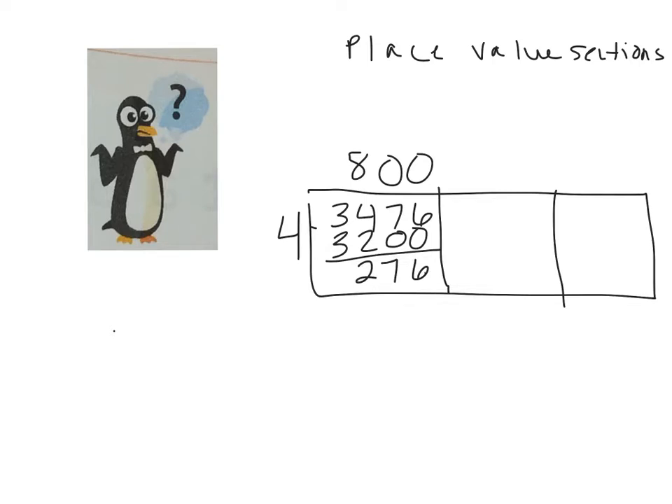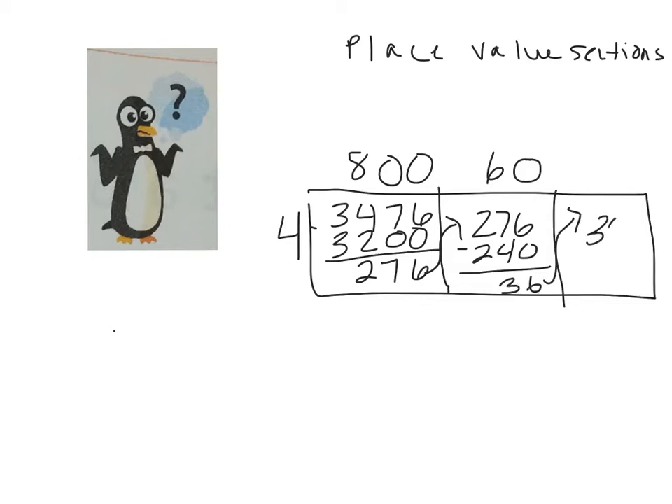and I'll move my 76 to my next box. I know that my next answer up top, or my next place value section up top, will have a 0. 4 will go into 27 6 times. 60 times 4 is 240. Now I subtract, and I move my last number to my last place value section.